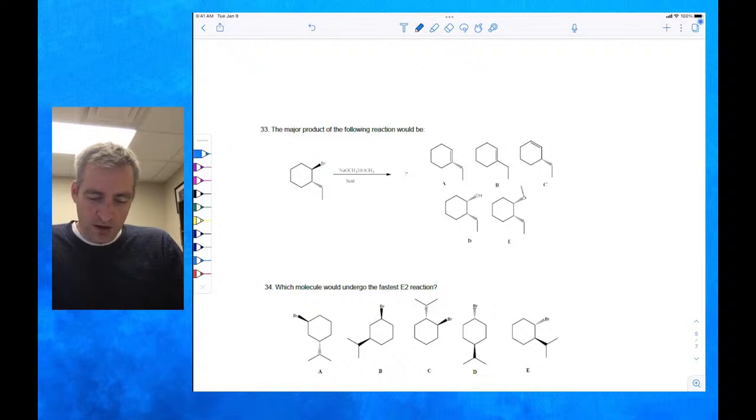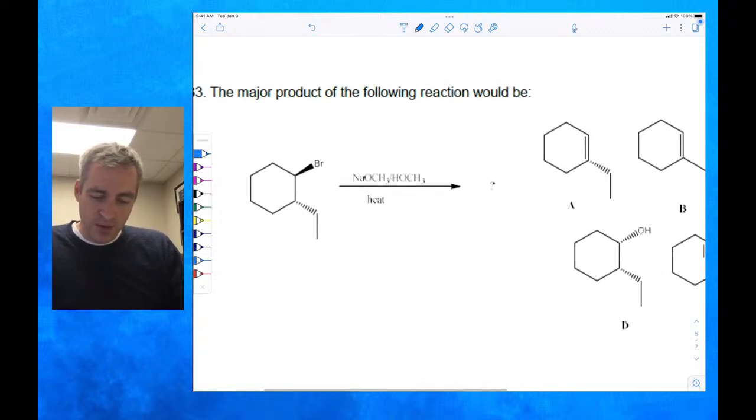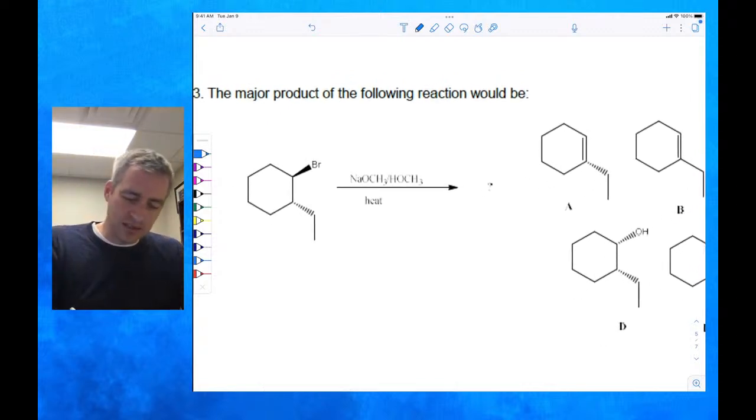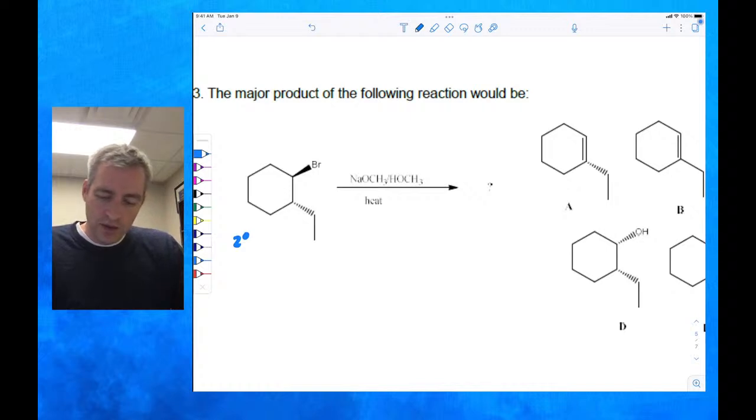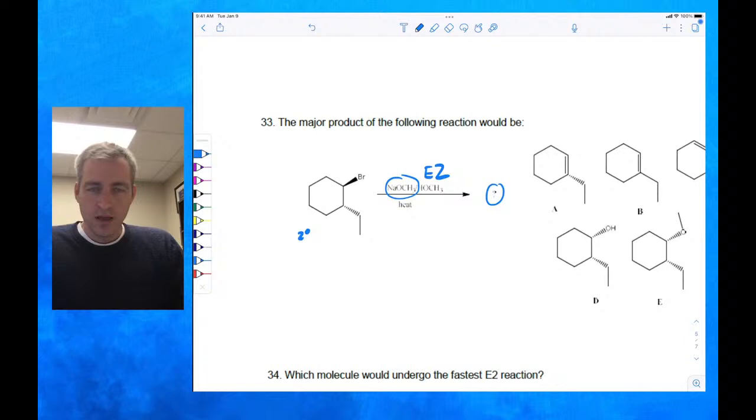All right, the major product of the following reaction would be, it's kind of hard to see a bit, but we have an alkyl halide. This is a secondary alkyl halide. We have sodium methoxide and methanol, and heat, and we want to know what we're going to get under these conditions. With a secondary alkyl halide and a small alkoxide, which is what we have here, the reaction of choice is going to be an E2.